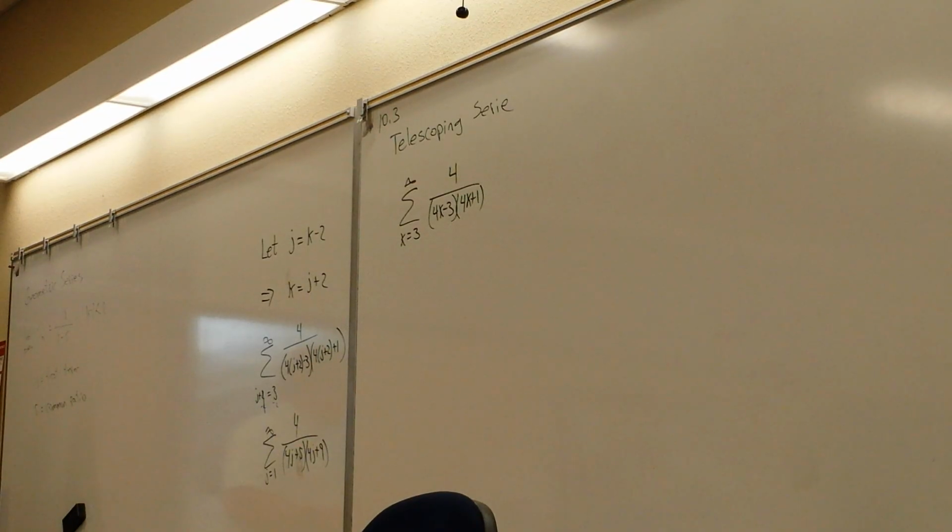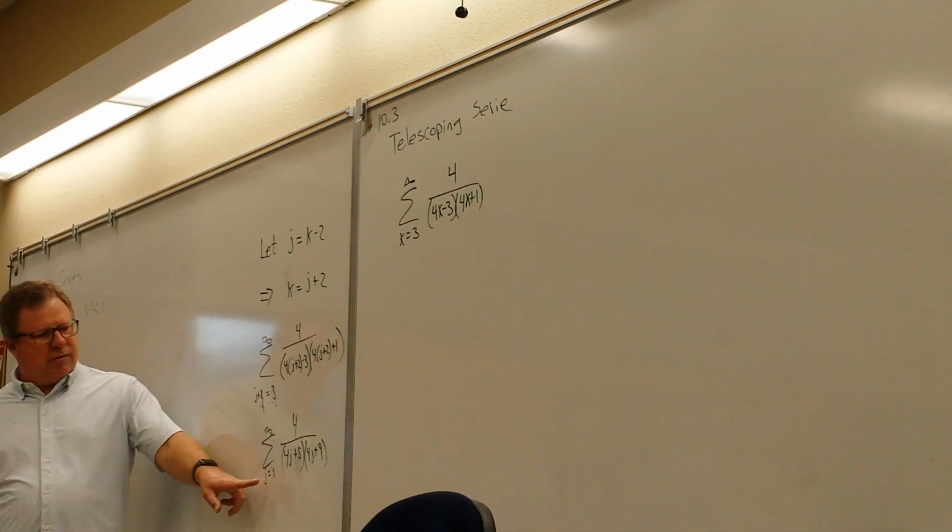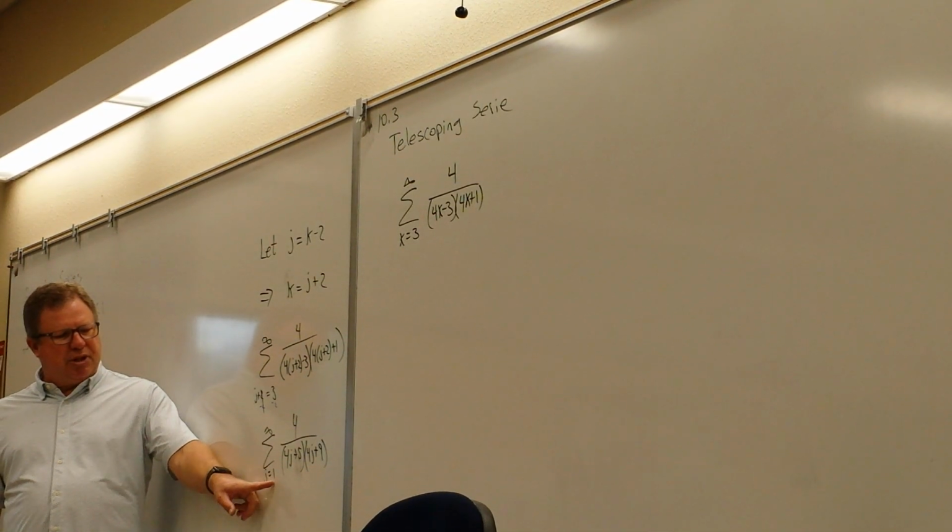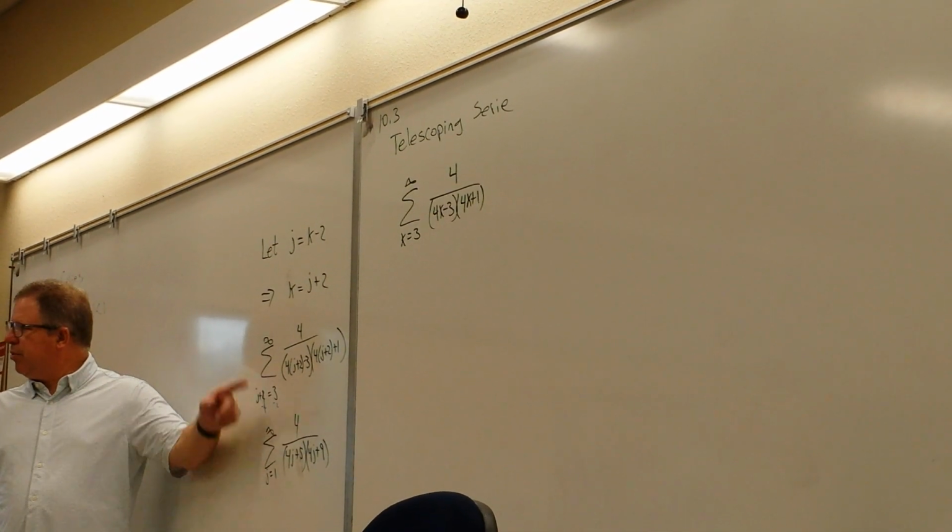Okay? The reason why we did that, like j equals k minus 2, is because we're trying to make it into k equals 1. We want the sum to begin at 1. That's the whole reason for that.